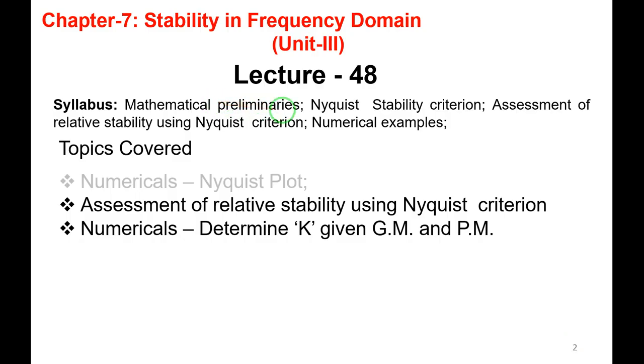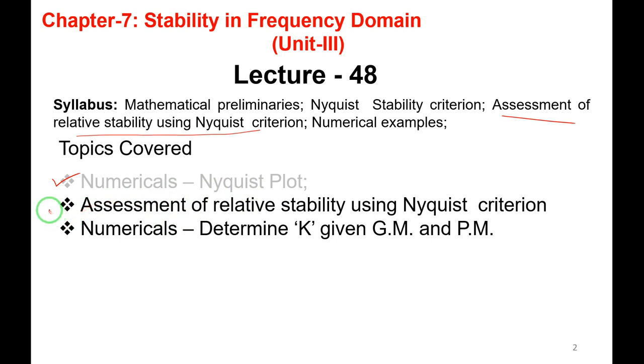This is the last topic we are going to study in this chapter. That is the Nyquist plot, that is, assessment of relative stability using the Nyquist criterion. Based on this, we'll solve a few numericals. Already we have seen several numericals on the Nyquist plot, how to judge the stability, and how to determine the range of values of k for stability. That also we have seen.